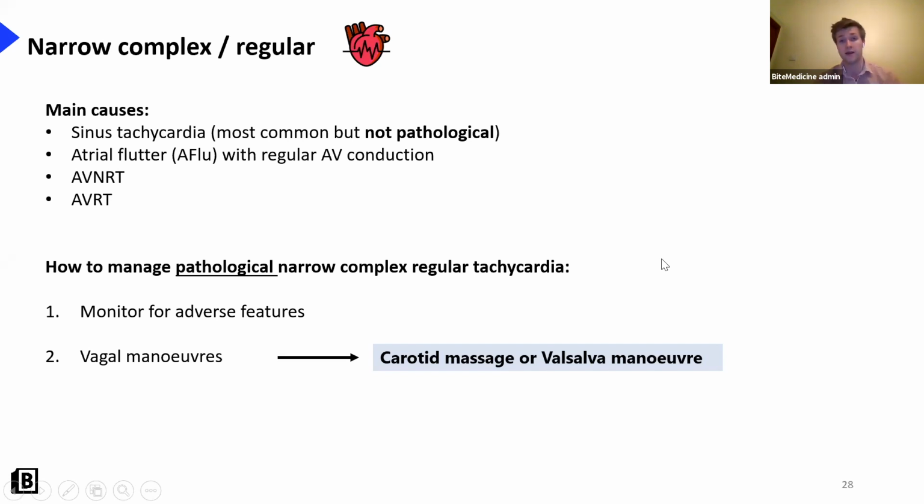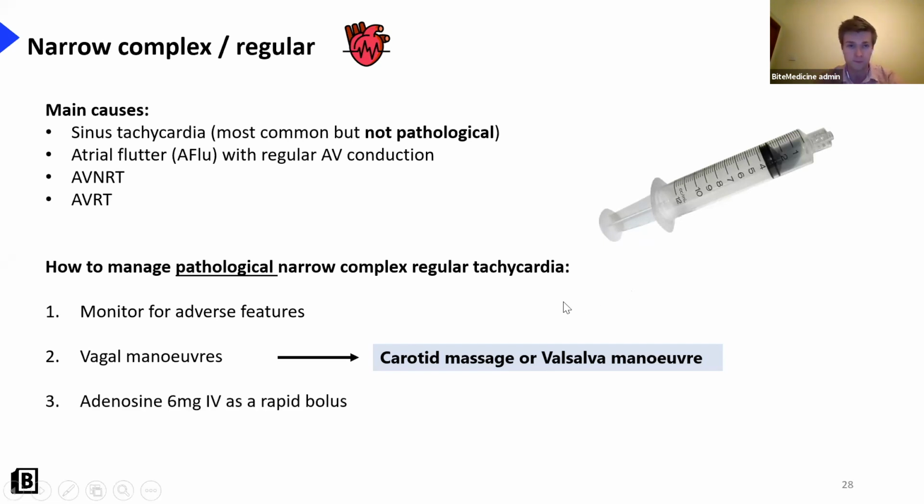Or you can get them to initiate Valsalva maneuvers. One of the classic things they do in ED is give them a syringe with a little bit of air in it, and tell them to blow out and try to push the plunger out of the syringe. By doing that, you're forcing expiration against a closed airway, and that in theory should lower your heart rate somewhat and may help to reveal what type of tachycardia you've actually got going on.